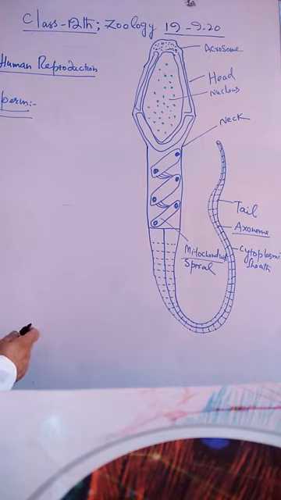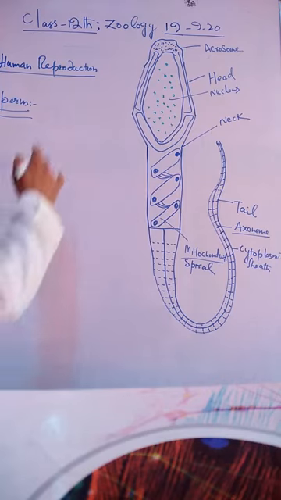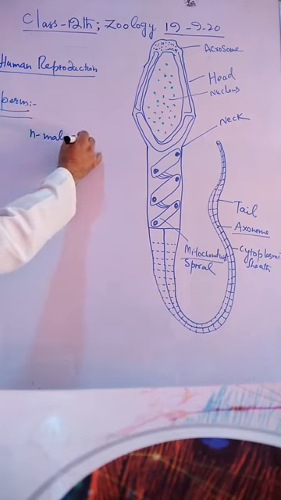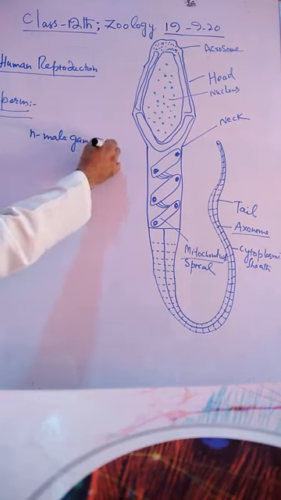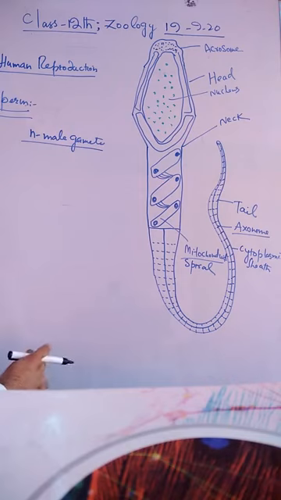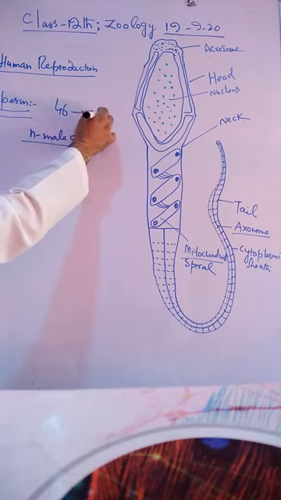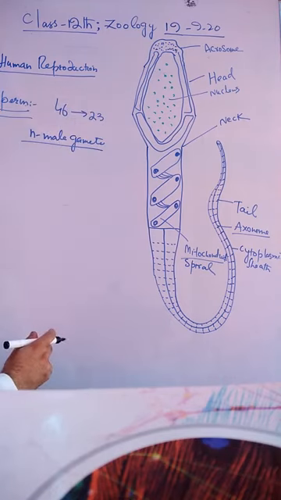It is a haploid male gamete, that is 1N, because during the formation of sperms, during the process of spermatogenesis, there is meiosis, or reduction cell division, that reduces the 46 chromosomes to 23 in each of the sperm.